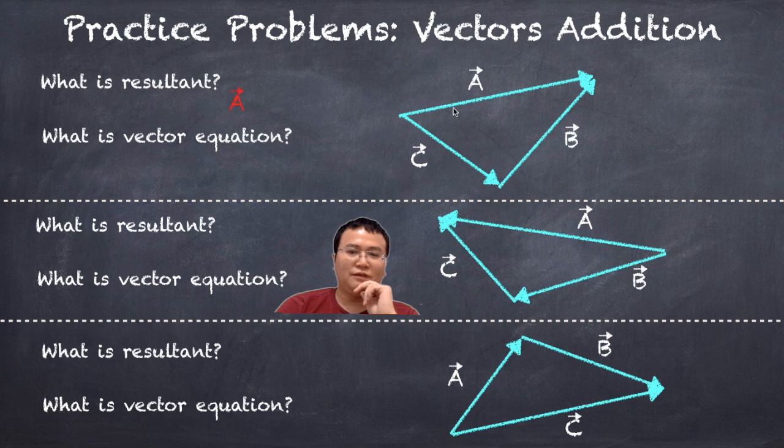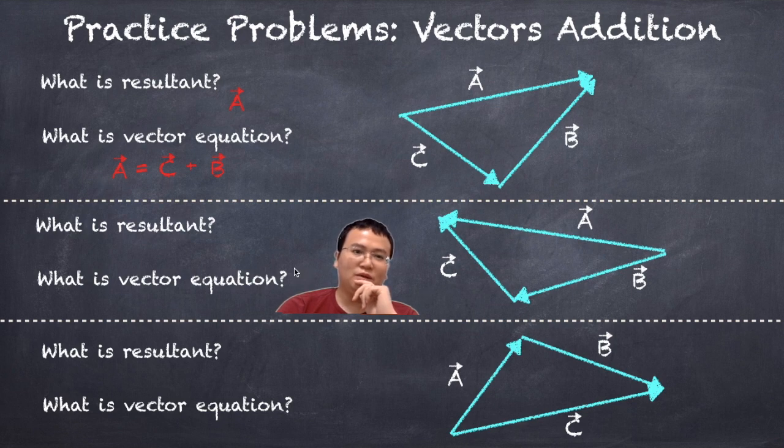For this figure right here, vector A is the resultant because, according to the rule, from the tail of the first vector to the head of the last vector, that's the resultant. So A is the resultant based on that rule. And the equation is resultant A equal to vector C plus vector B. That gives you resultant A.